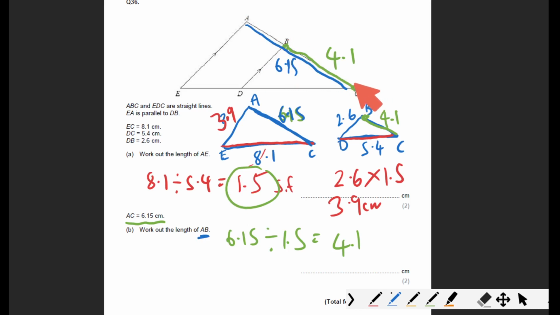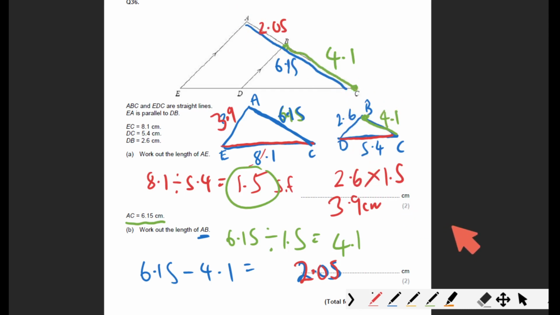So all it is, look at this, if you follow the arrow, 4.1, add something to make 6.15. Yes, I've got to subtract. So 6.15, take away 4.1, gives me 2.05. This missing bit here is 2.05. Because look, follow the arrow, 2.05, add 4.1, make 6.15. Right, that's the last question for that one. Question B.